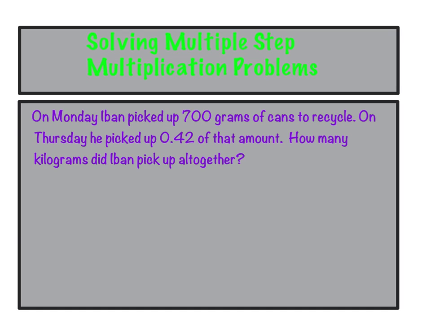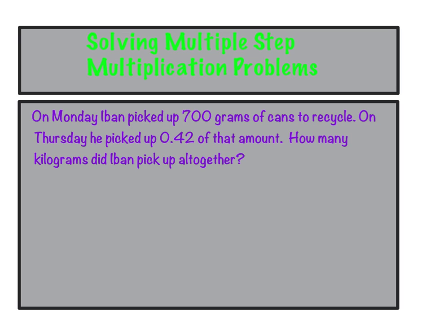Let's look at solving multiple step multiplication problems. So our first question is, on Monday, Ivan picked up 700 grams of cans to recycle. On Thursday, he picked up 42 hundredths of that amount. How many kilograms did Ivan pick up altogether?